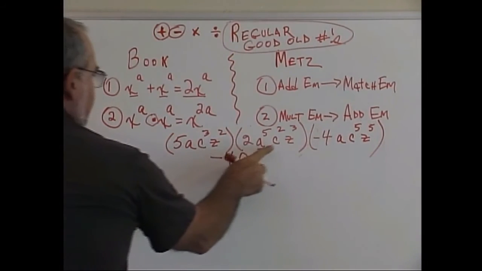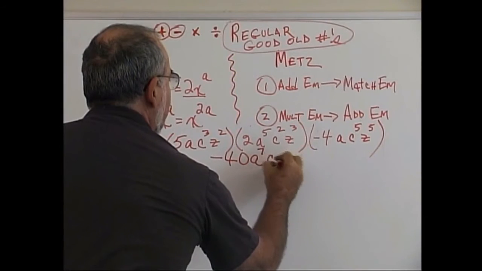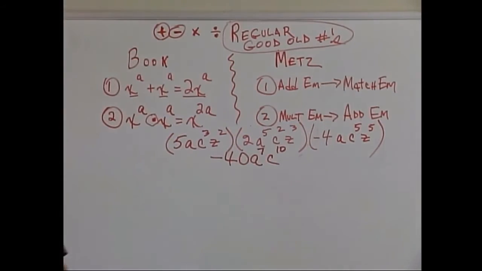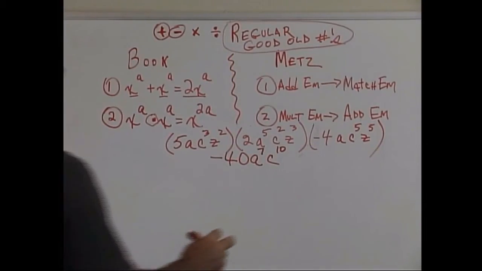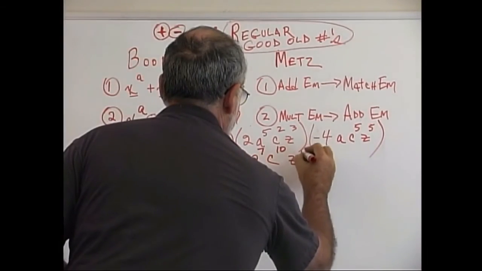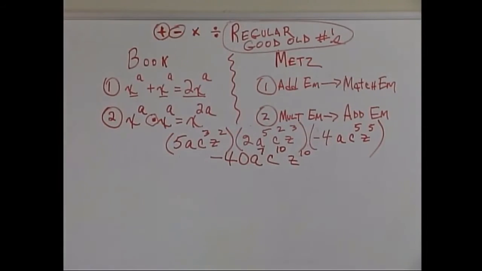This gives me 3 of them, 2 of them, and 5 more of them, which gives me a total of 10 of them. Z2, Z3, Z5, that's also going to give me a total of 10. So now I multiply it out, and there's my multiplication. This is pretty easy. You ought to be able to nail this.